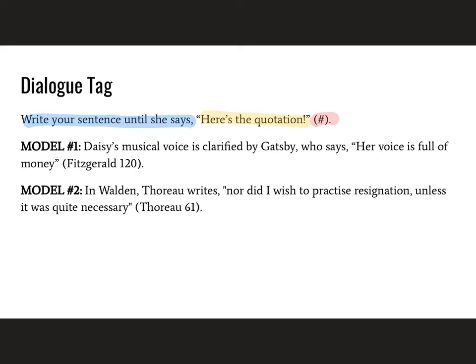Pause it for a second and see if you can identify these components in the models below. Did you get something like this? If so, you're crushing it. Keep in mind that the way you write or structure your dialogue tag may vary depending on the kinds of sentences that come before it.